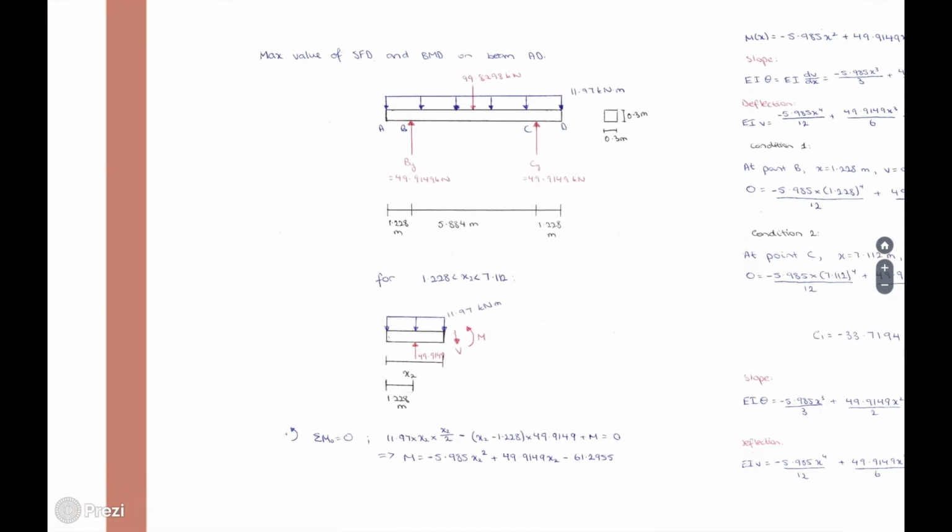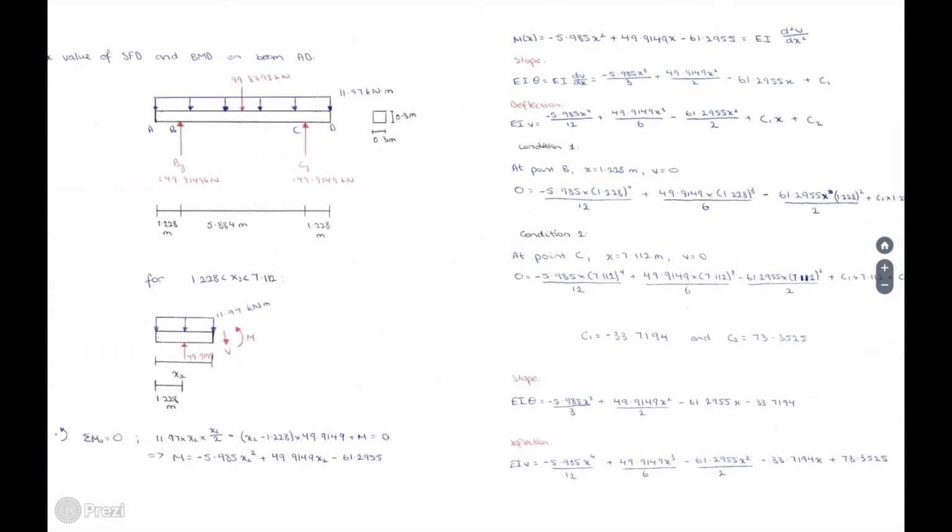Then we know that the equation is equal to EI times the second derivative of v, which v in this case is deflection. So to calculate the slope, we integrate it, have a constant of C1, and then we integrate it again for deflection, have a constant of C2. Then we have condition 1, which at point B, x is equal to 1.228, and v is equal to 0. Then condition 2 at point C, x is 7.112 meters, and v is equal to 0.